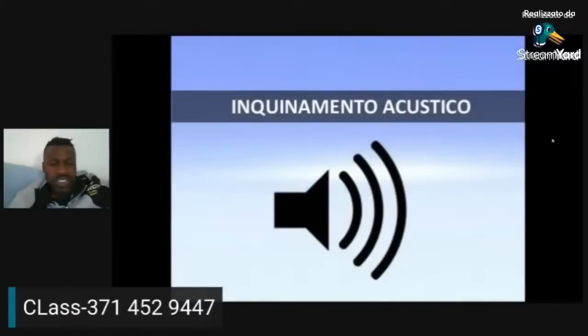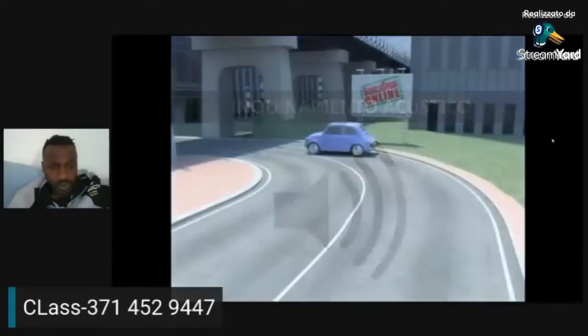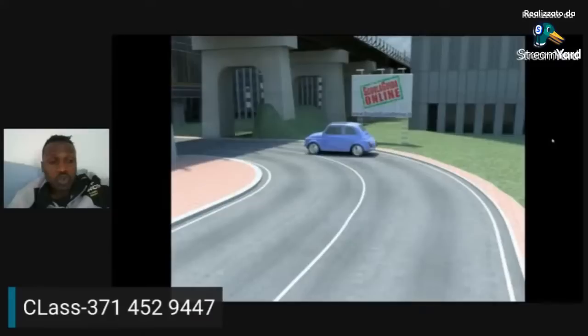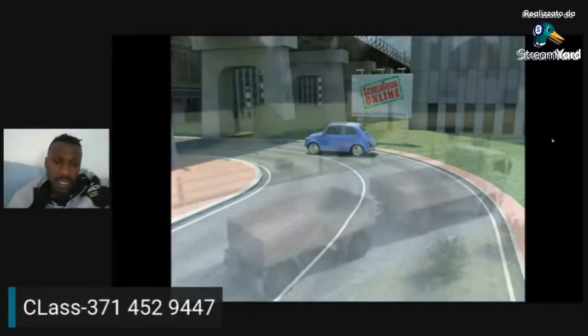Inquinamento acustico, which is the sound contamination, meaning using the horn on the road or accelerating on the road also pollutes the atmosphere with sound. So here the car is turning on the curve. If the car turns on the curve through acceleration, it will be making a lot of noise on the road. So when turning on the curve, do not accelerate, just circulate normally. Is that clear?